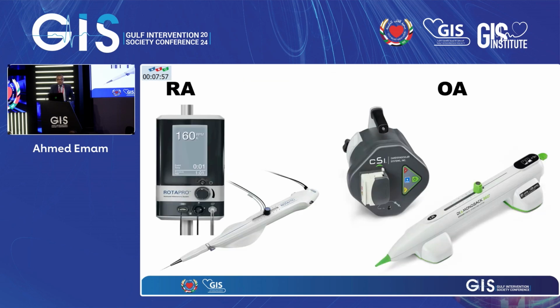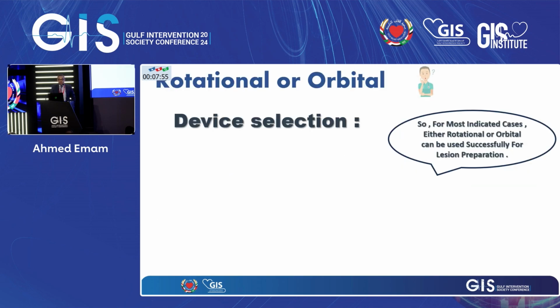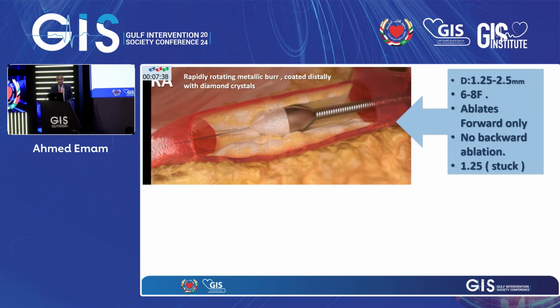Let's talk about the atherectomy devices. This is rotational and orbital. To be honest, for most indicated cases, either rotational or orbital can be used successfully for lesion preparation. We select between rotational or orbital according to experience, availability, and cost. For the rota, we know it's coated distally with diamond crystals. It comes in 1.25 up to 2.5, needs 6 to 8 French. It can ablate only forward. This is very important to remember because this can get stuck, especially the 1.25 small burr.